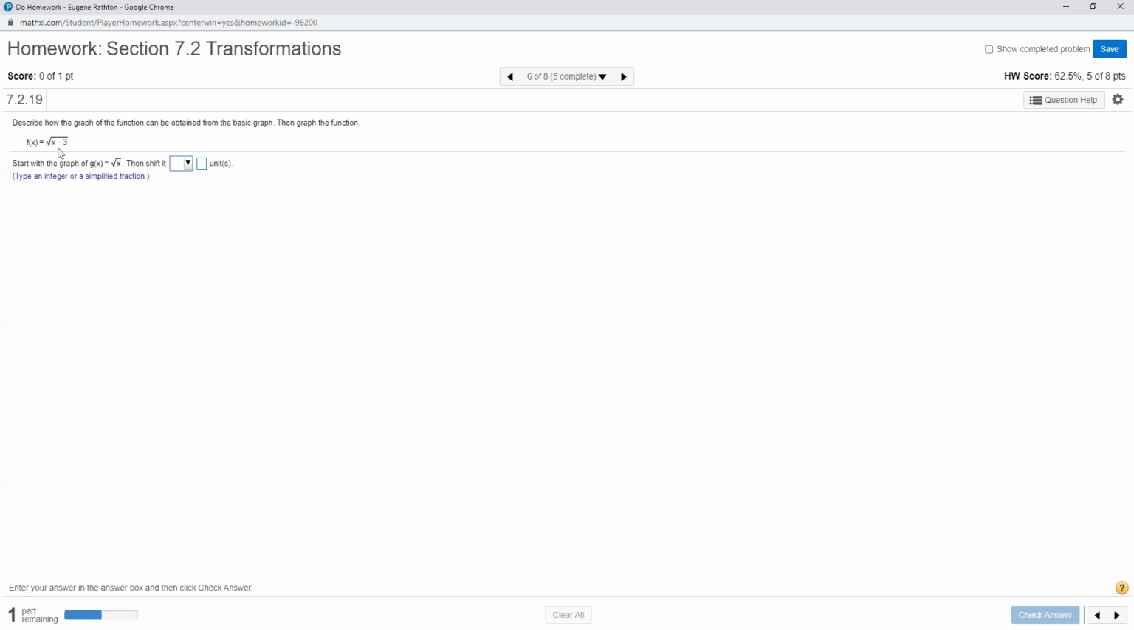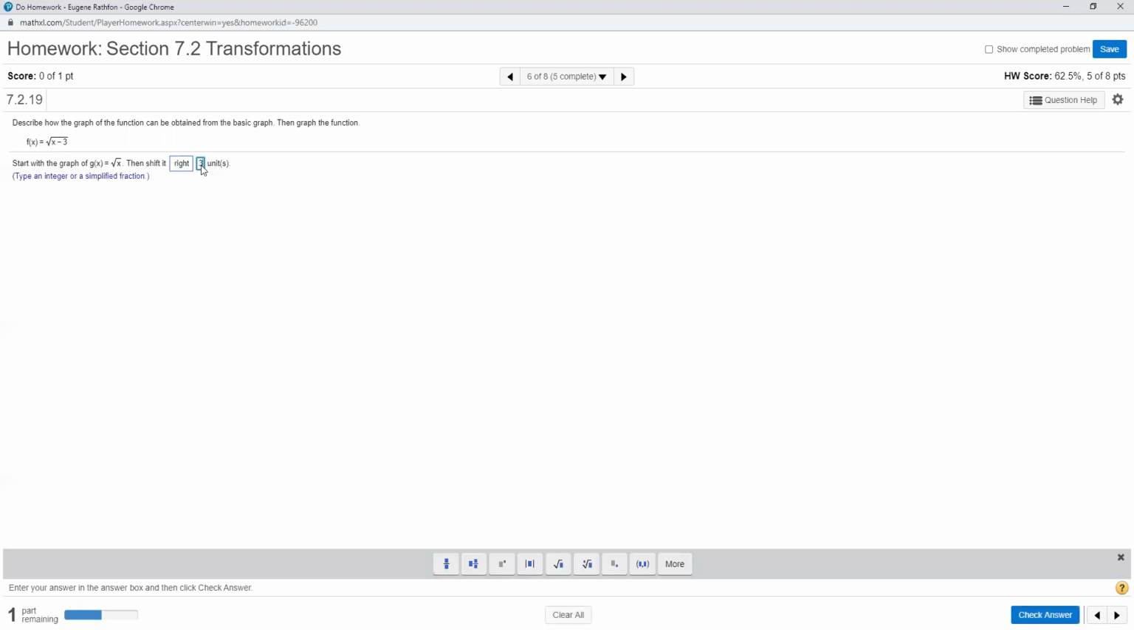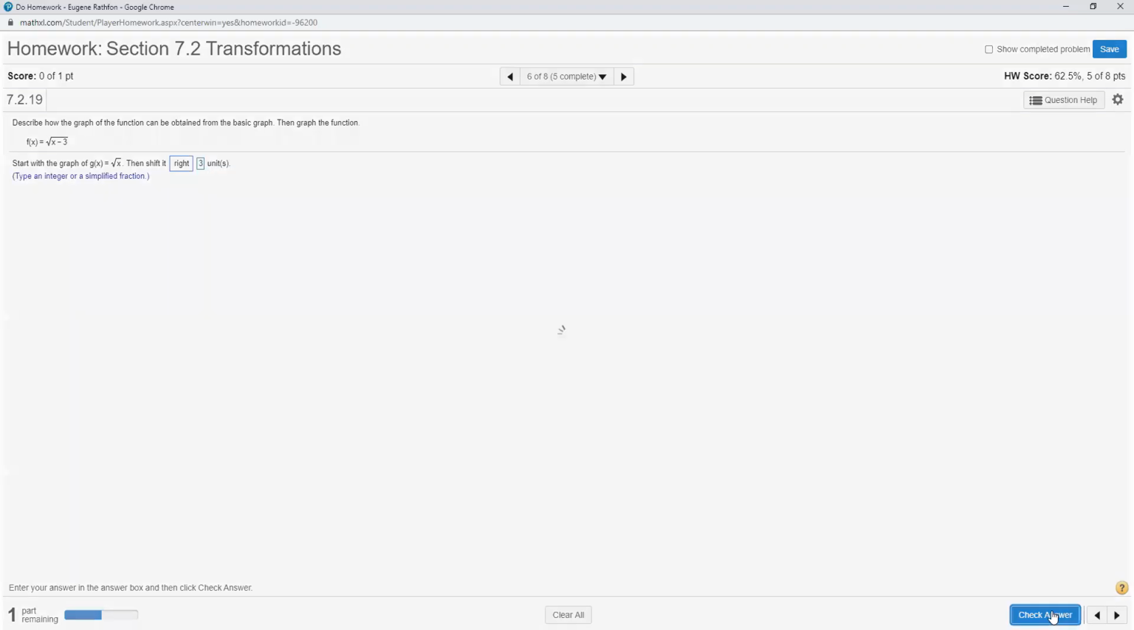So on horizontal, if we subtract 3, we're actually going to move to the right 3 units. So on this one, you had to put it all in there. So write 3 units, click answer. And then they're going to make us graph this.